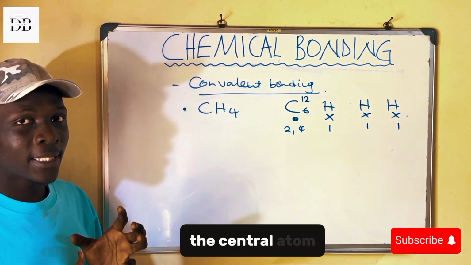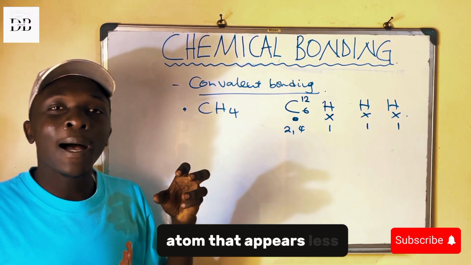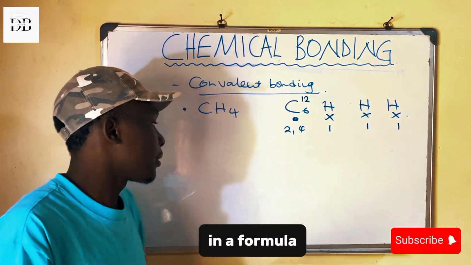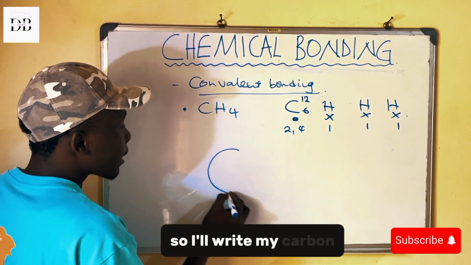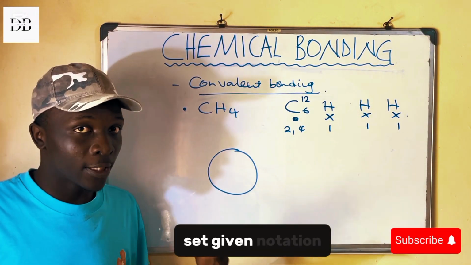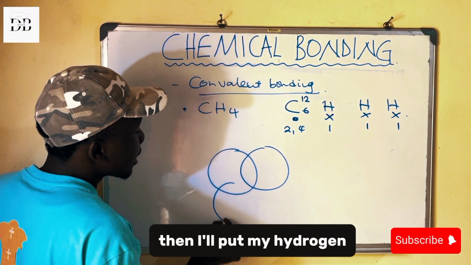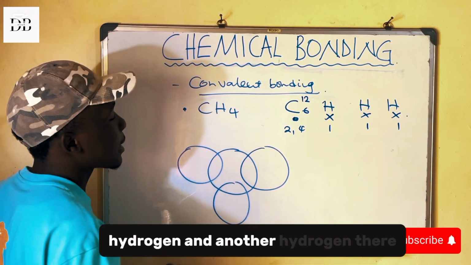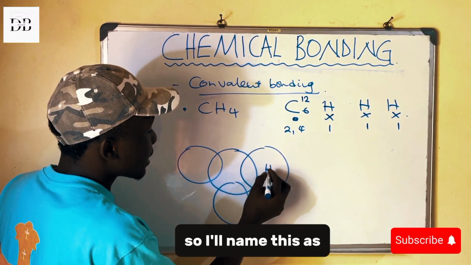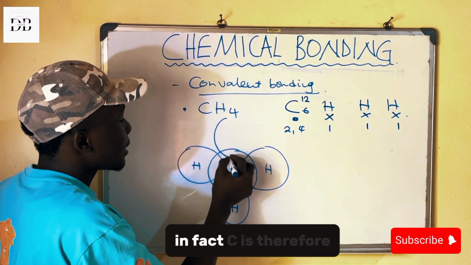What do I mean by the central atom? The central atom is the atom that appears less in a formula. So I'll write my carbon, having known that I have to write it like a set notation. Then I'll put my hydrogen, and another hydrogen there. So I'll name this as hydrogen, and hydrogen.